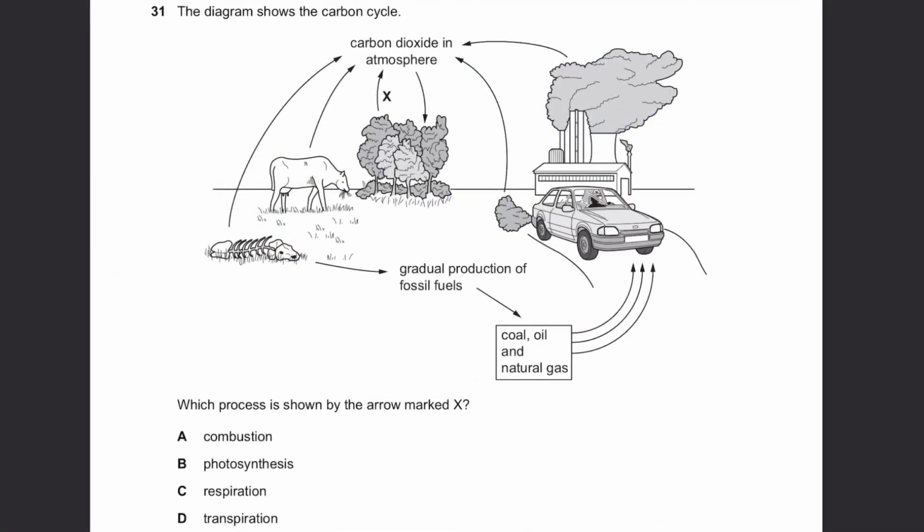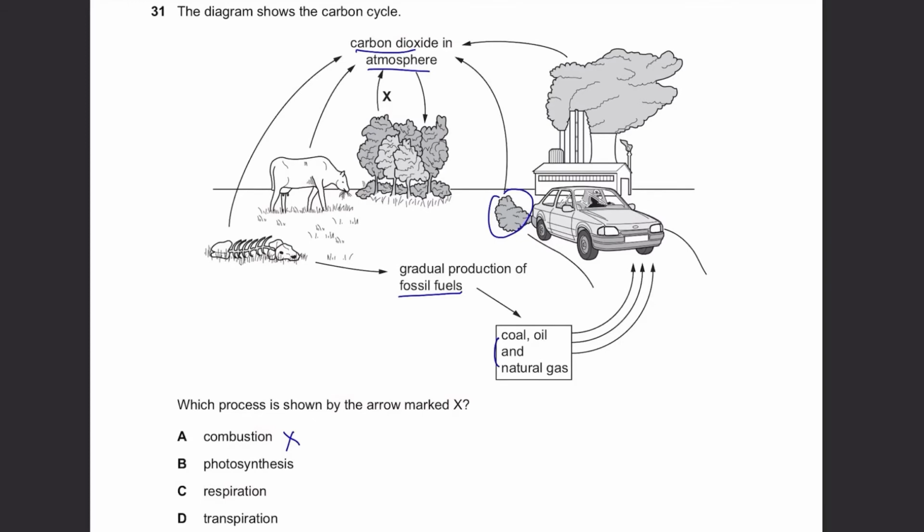Question 31. The diagram shows the carbon cycle. Carbon dioxide in the atmosphere is being made and used at the same time. Fossil fuels are made from dead animals, and coal, oil, and natural gas are made from them and used by humans, who again produce carbon dioxide, which process is shown by the arrow marked X. It's carbon dioxide being produced from the trees into the atmosphere. While obviously not combustion, nothing's burning here.